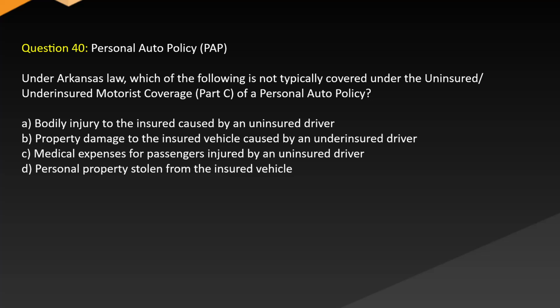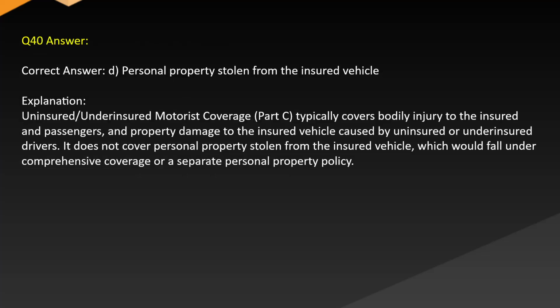Question 40. Personal auto policy, PAP. Under Arkansas law, which of the following is not typically covered under the uninsured and underinsured motorist coverage, Part C of a personal auto policy? A. Bodily injury to the insured caused by an uninsured driver. B. Property damage to the insured vehicle caused by an underinsured driver. C. Medical expenses for passengers injured by an uninsured driver. D. Personal property stolen from the insured vehicle. Correct answer: D. Personal property stolen from the insured vehicle.